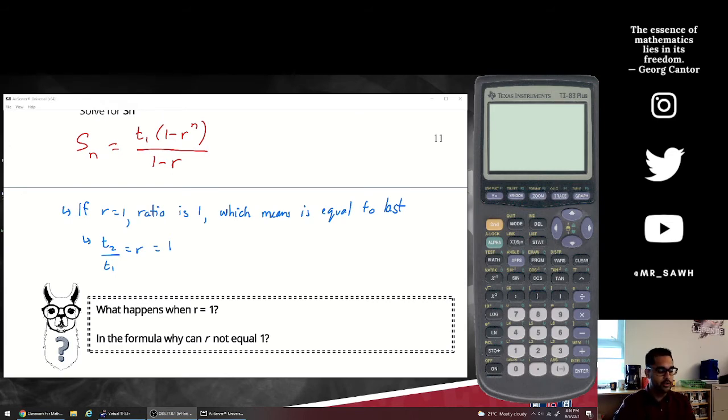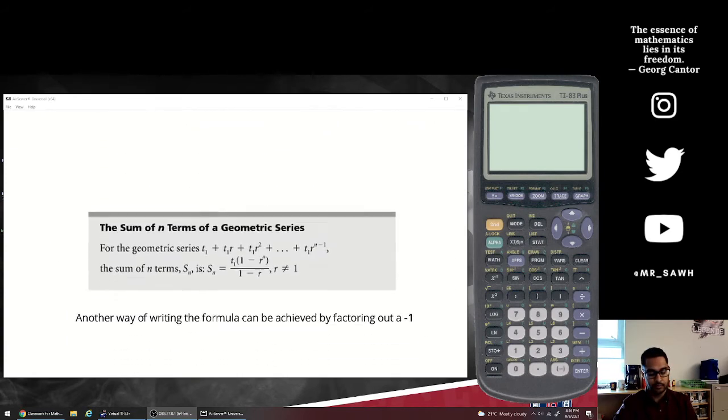So not super interesting because the terms are the same. Why can r not equal 1? Well, think about the denominator of your formula. R can't be 1 because if it is, then you get a denominator of 0, which is a problem. We can't divide by 0. That causes a problem for us mathematically, so I can't do it.